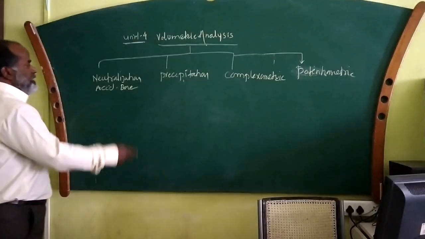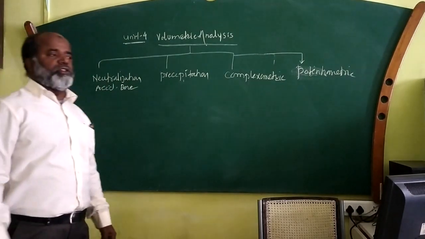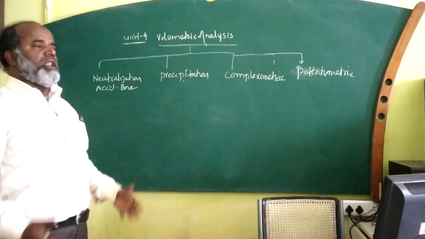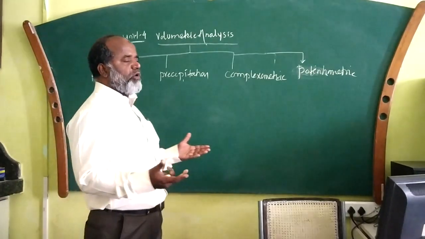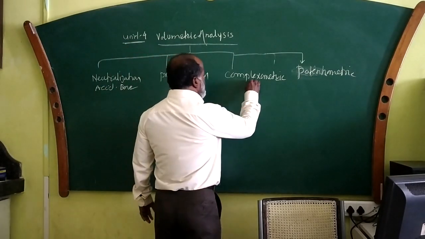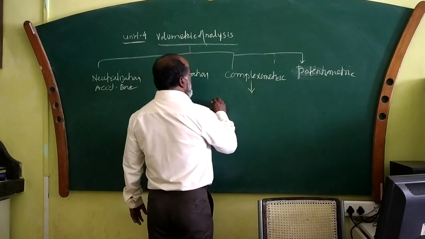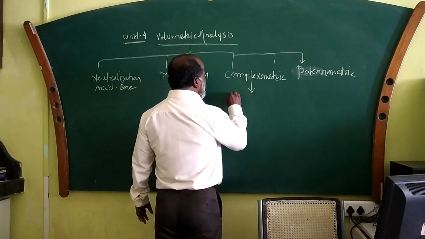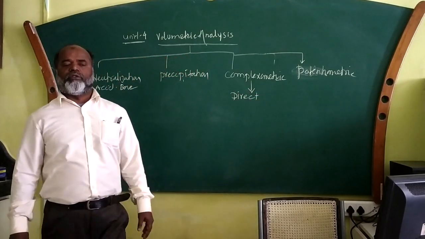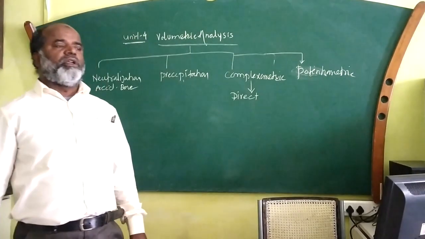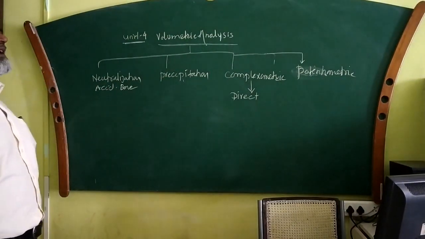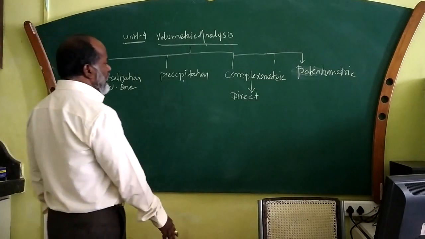After this, next is called complexometric titration. In complexometric titration, there is only one type. There is only one type, that is called direct titration. Direct complexometric titrations. There is an indirect one also, but we will see only direct titrations. There is only one type.